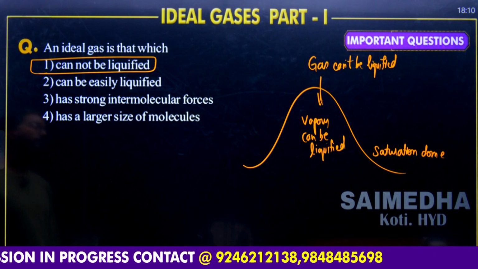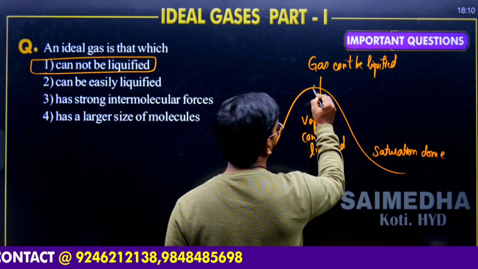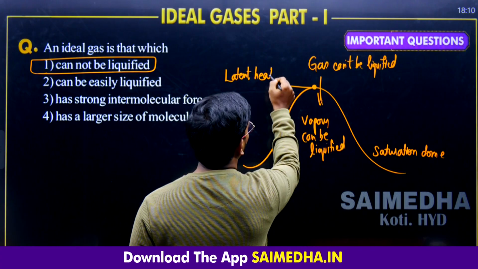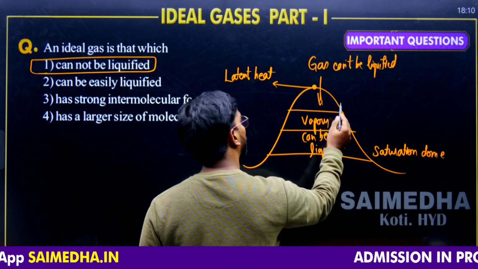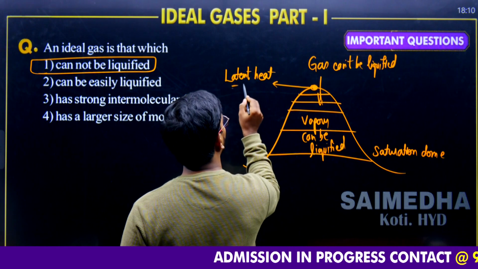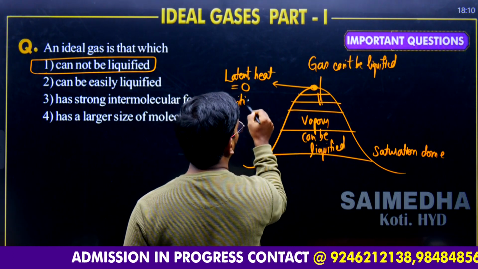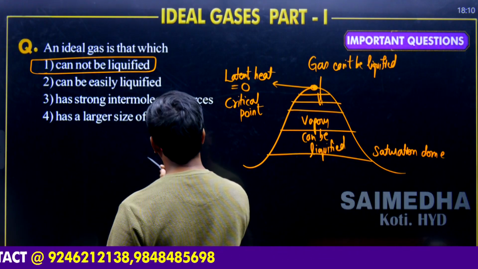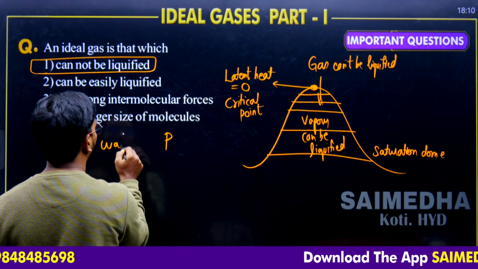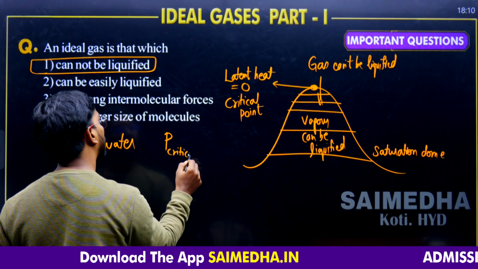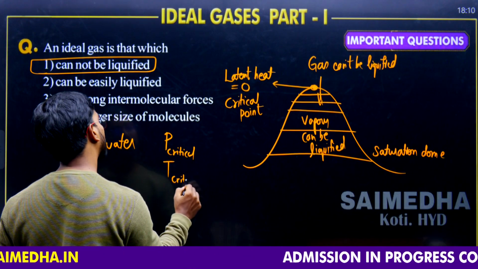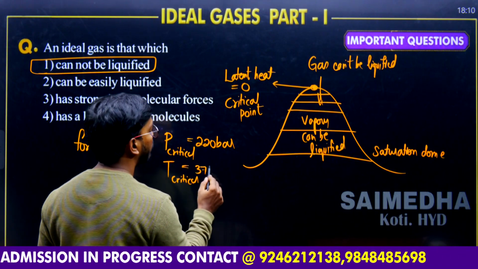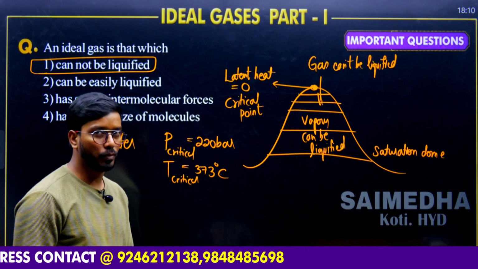Moving on to the next question. And here remember one more important point. This is the point where the latent heat is going to become 0. This is the latent heat actually. These horizontal lines are reducing to what? 0. Latent heat is equal to 0. And this point is called the critical point. For water, what is the critical pressure and critical temperature? Critical pressure is around 220 bar and temperature is around 373 degree Celsius. Standard values for water.